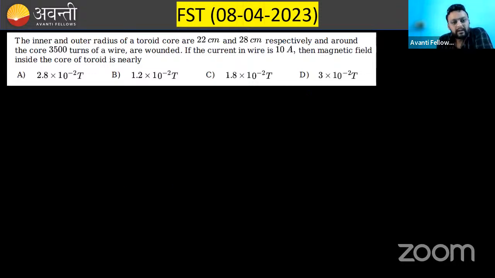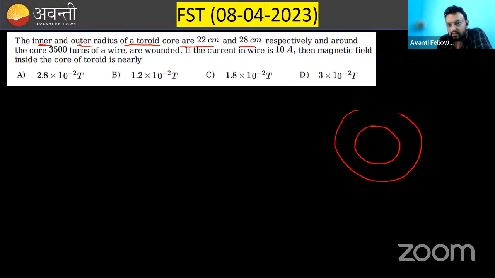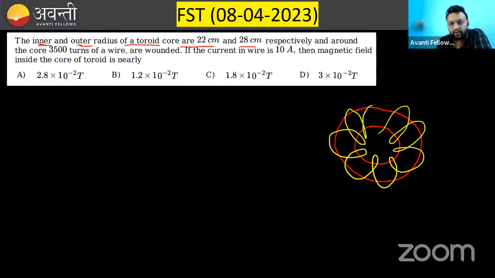There is another question. The question says the inner and outer radius of a toroid are 22 and 28 centimeter. Do you know how a toroid looks? This is the inner radius. This is the outer radius. And there is a wiring, something like that. This is our toroid. Clear? So for a toroid, what is the magnetic field?